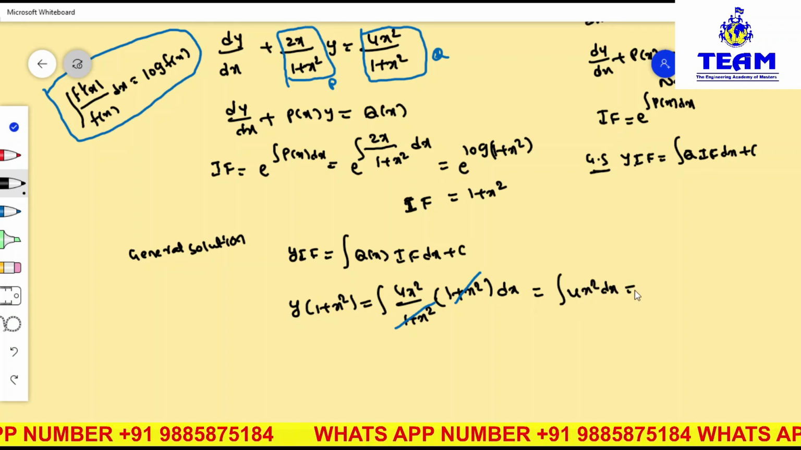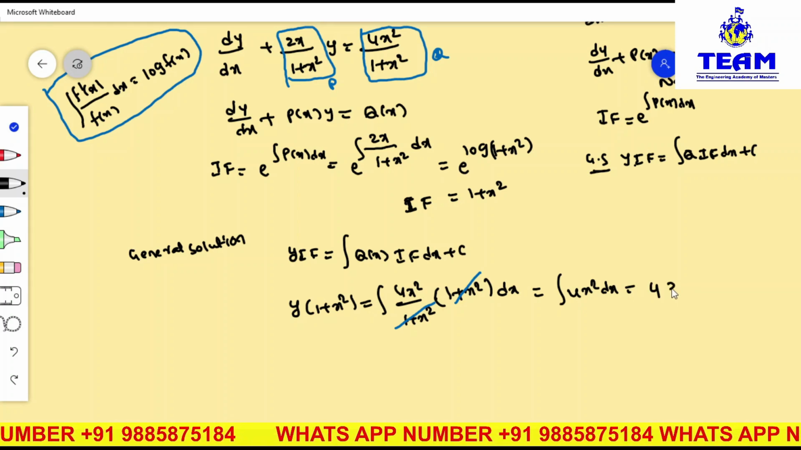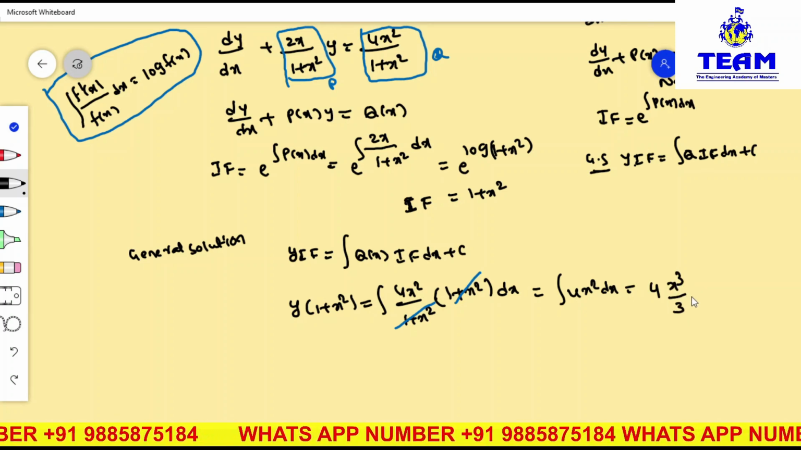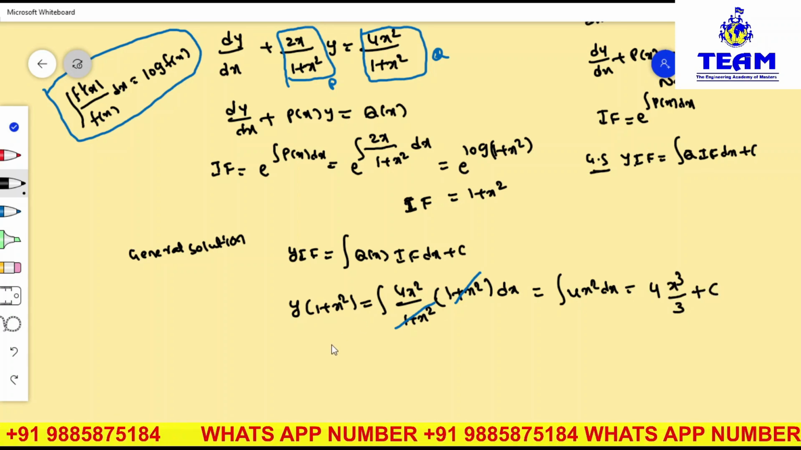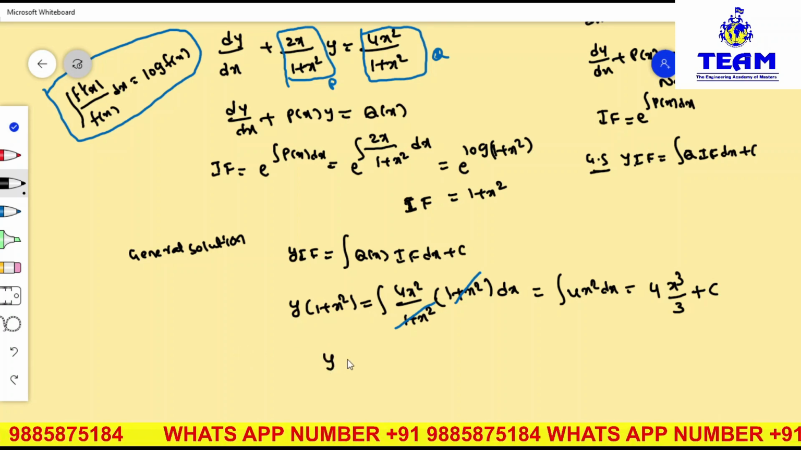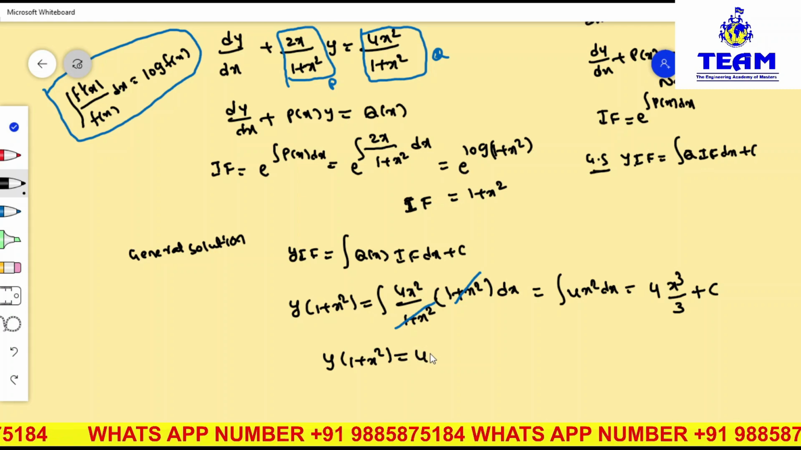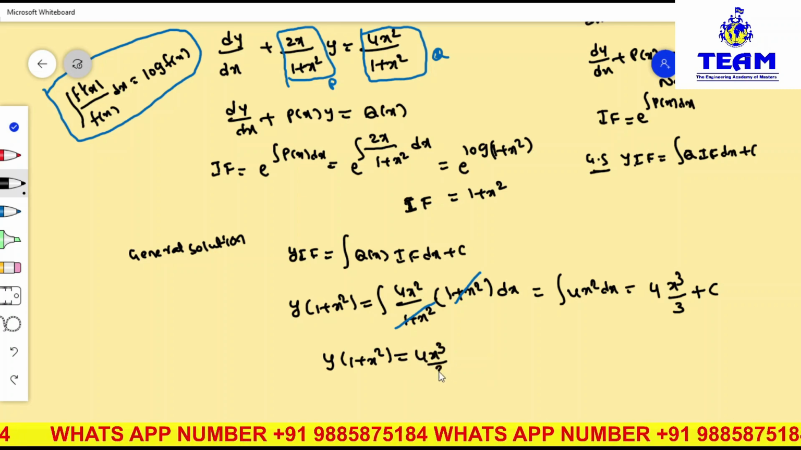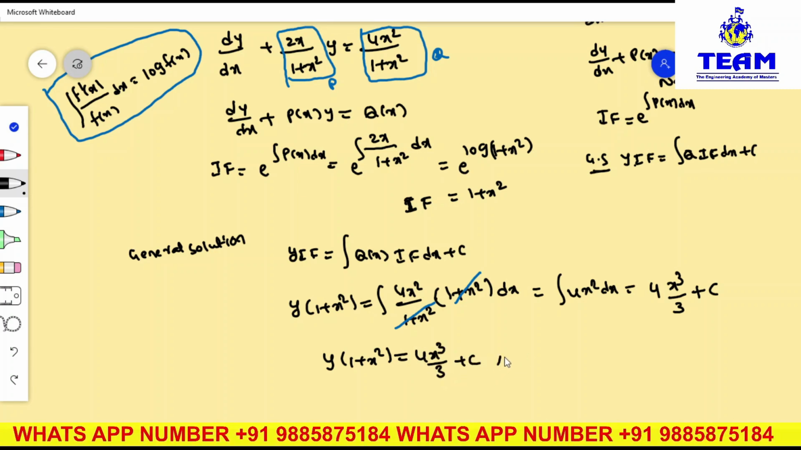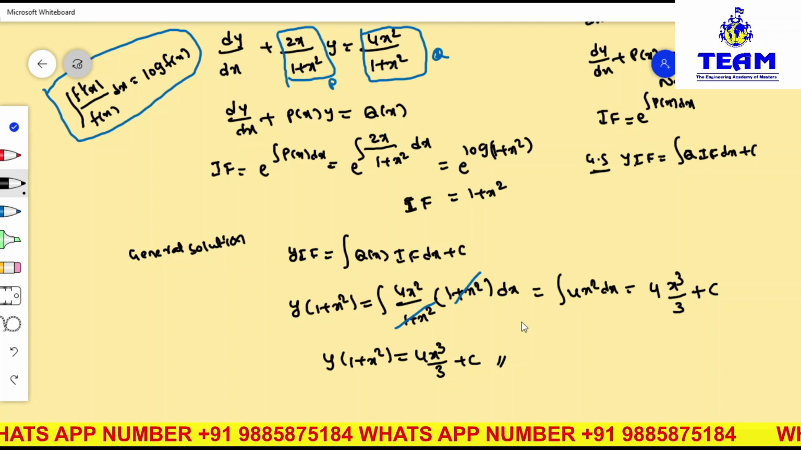What is the integral of 4x square? 4 you can take outside. X square integration is x cube by 3 plus c. Then the general solution is y into 1 plus x square is equal to 4x cube by 3 plus c, where c is an arbitrary constant.